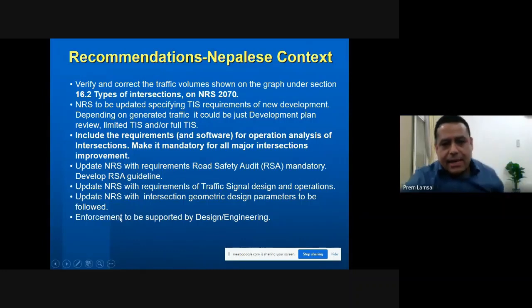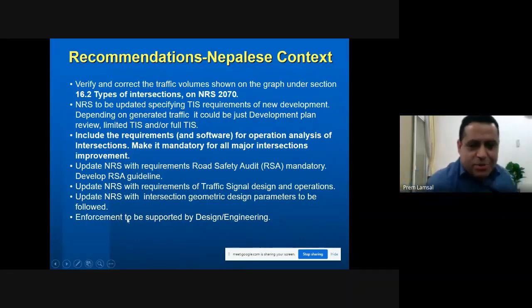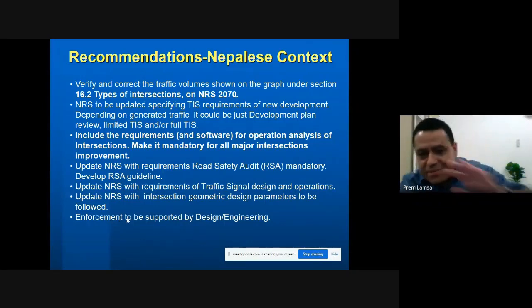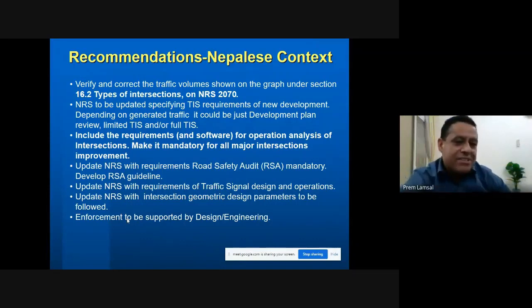And again, I am just trying to put forward that enforcement has to be supported by design and engineering. You cannot create intersections with 55 conflict points and ask traffic police to manage them. This is wrong, and it has to be improved, in my opinion.